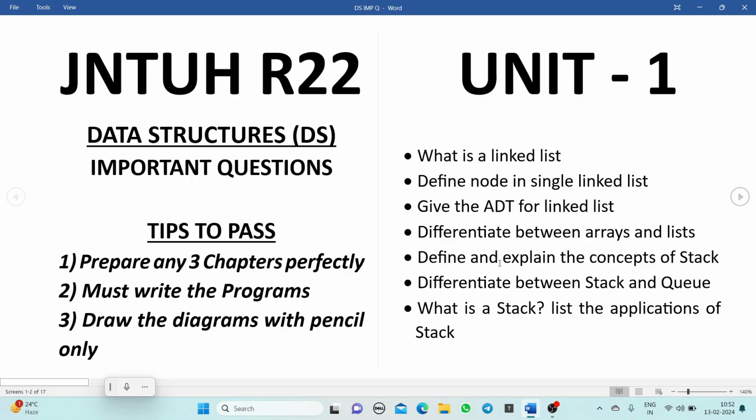And this differentiate type of question can be asked from this first unit as well as from unit 3. So from unit 1, differentiate between arrays and list, and between stack and queue. And they may ask you to differentiate between push and pop operations, and between NQ and DQ operations. Like that, it may be asked. So the important ones are stack and queue.